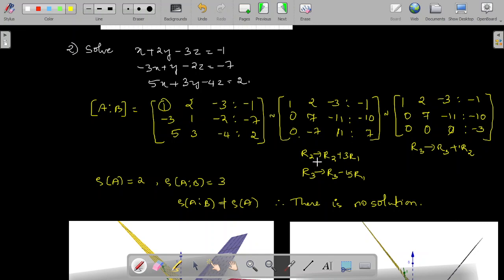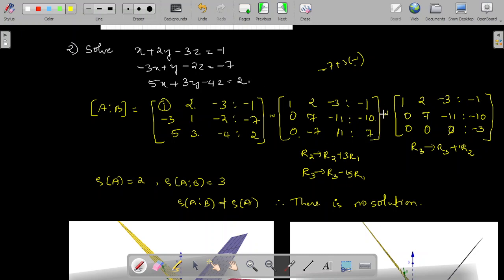Apply this row operation: R2 changes to R2 plus 3 into R1. R3 changes to R3 minus 5 into R1. So minus 3 plus 3, 0. 1 minus of minus 6, 1 plus 6, it is 7. Minus 2 plus 3 into minus 3, that is minus 9, minus 2 minus 9, minus 11. Minus 7 plus 3 into minus 1, minus 7 minus 3, minus 10. 5 minus 5, 0. 3 minus 10, minus 7. Minus 4 plus 5 into 3 is 15, minus 4 plus 15 is 11. And 2 plus 5 is nothing but 7.